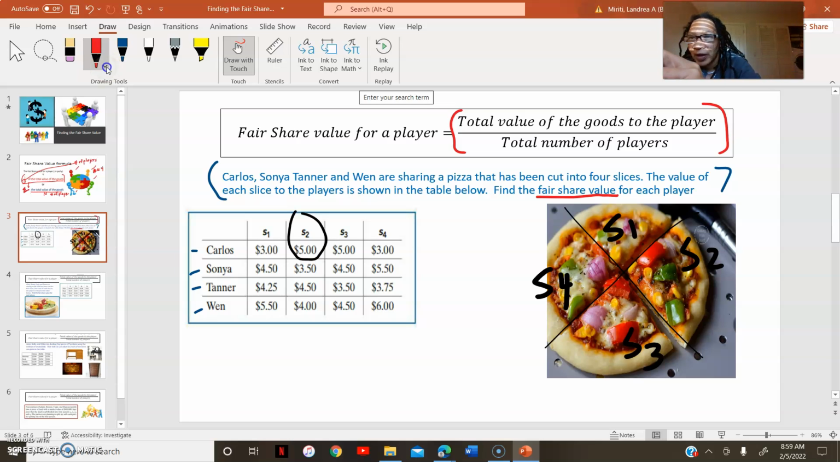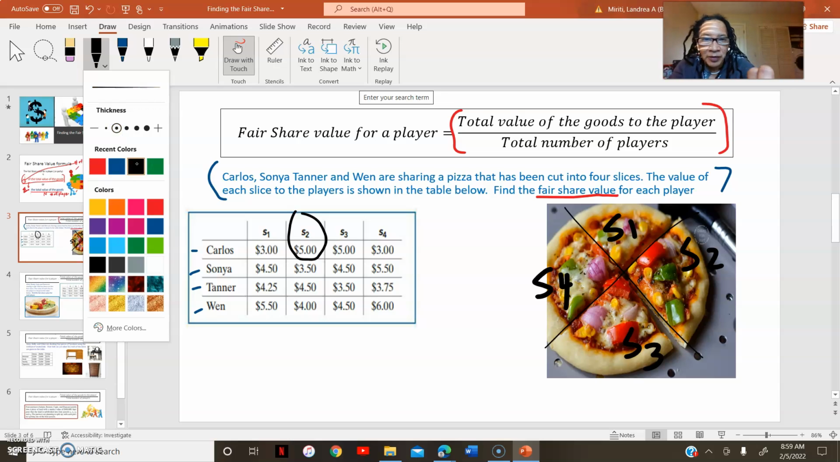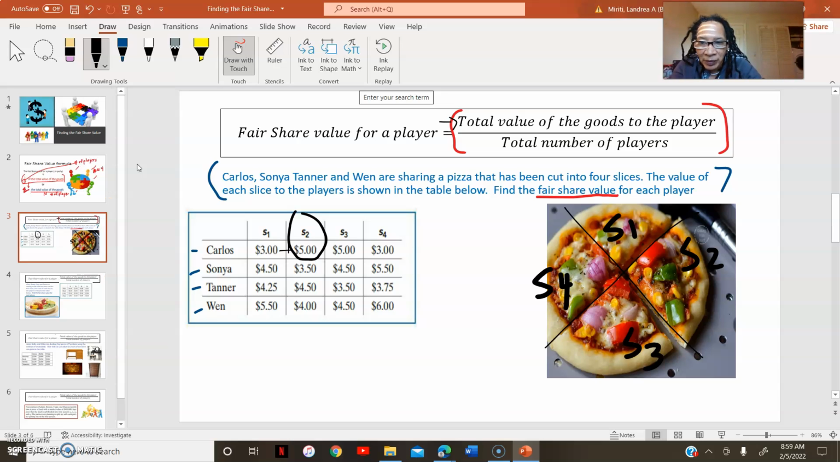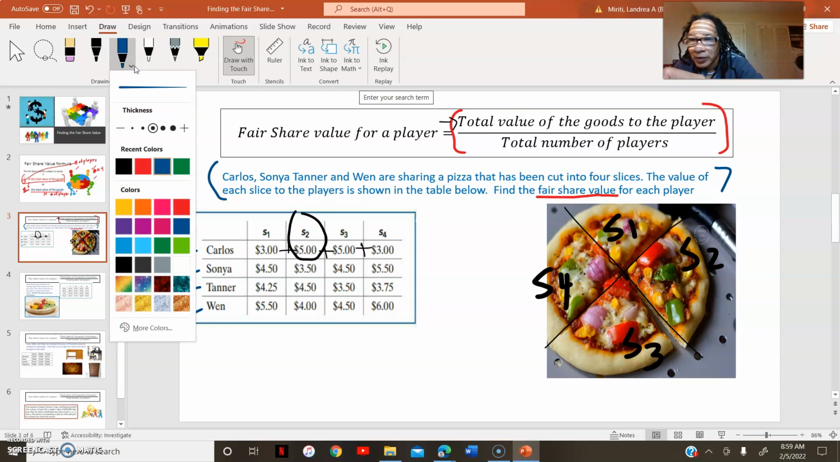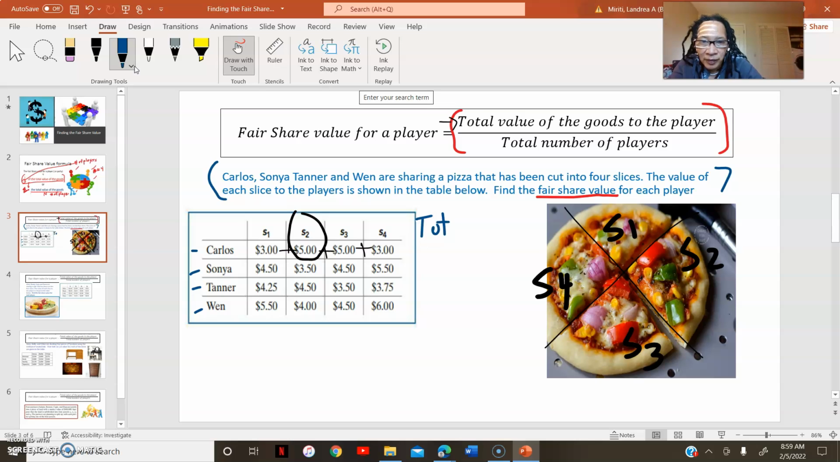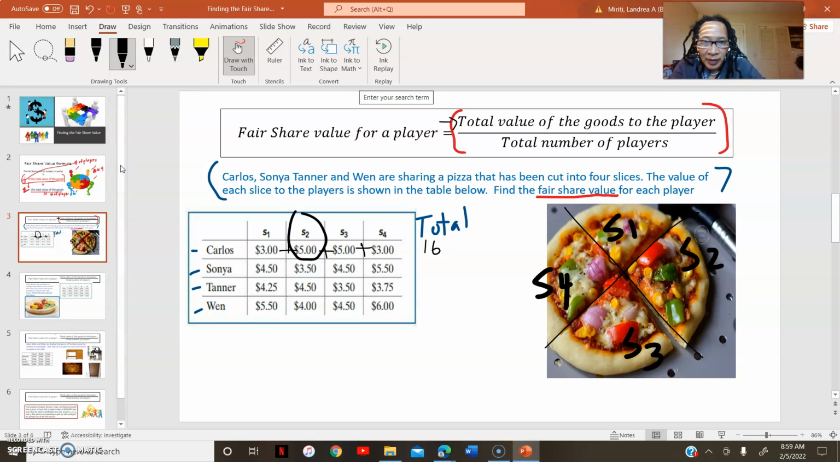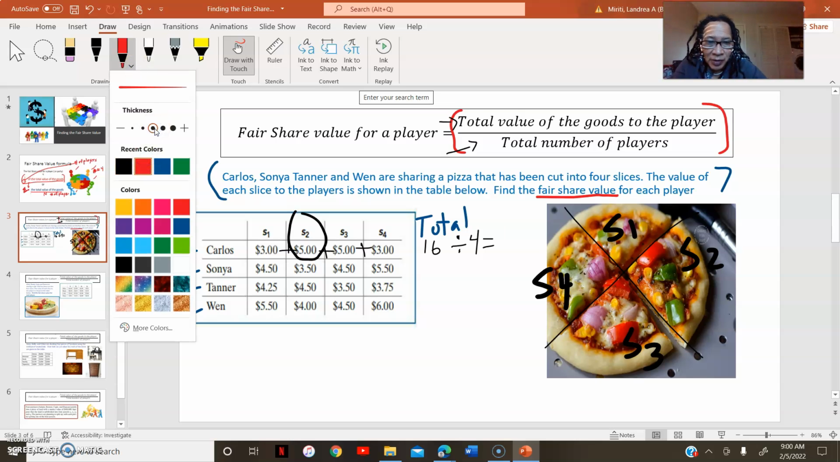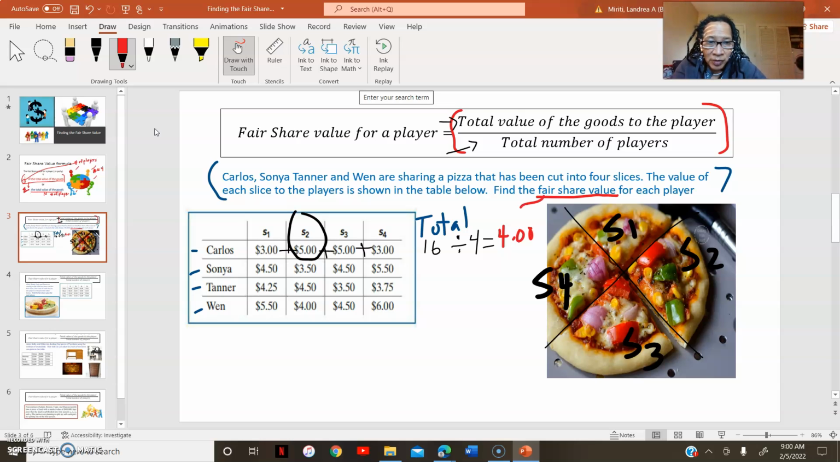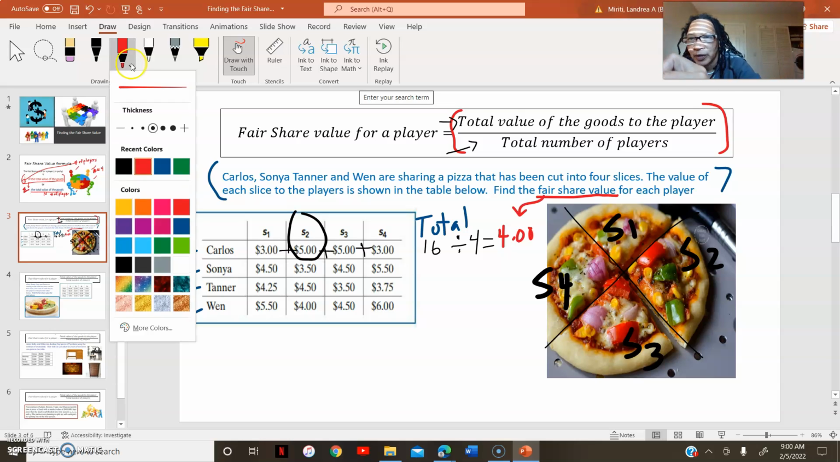So according to the fair share value formula, what we want to do is to find the total value of the goods for each player. So that would mean adding these numbers across. And if we add for Carlos, what we get here is a total of, I believe, $16. And then we want to divide that by the total number of players. Well, we already mentioned that there's 4 people sharing here, so we're going to divide by 4. And that will give us our fair share value, which in this case is $4. So the fair share value for Carlos is $4.